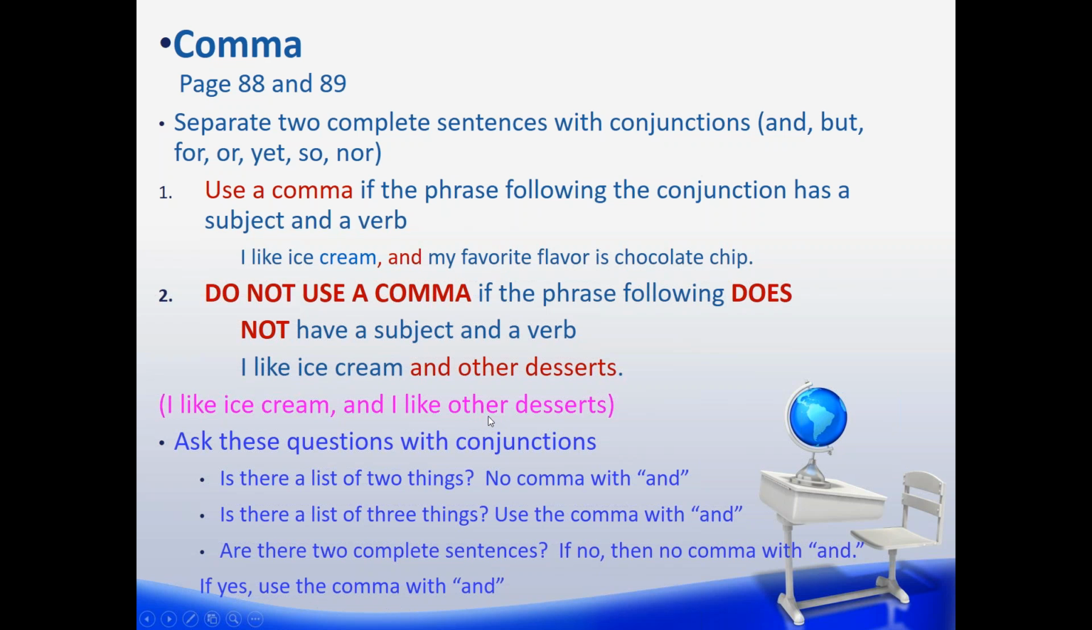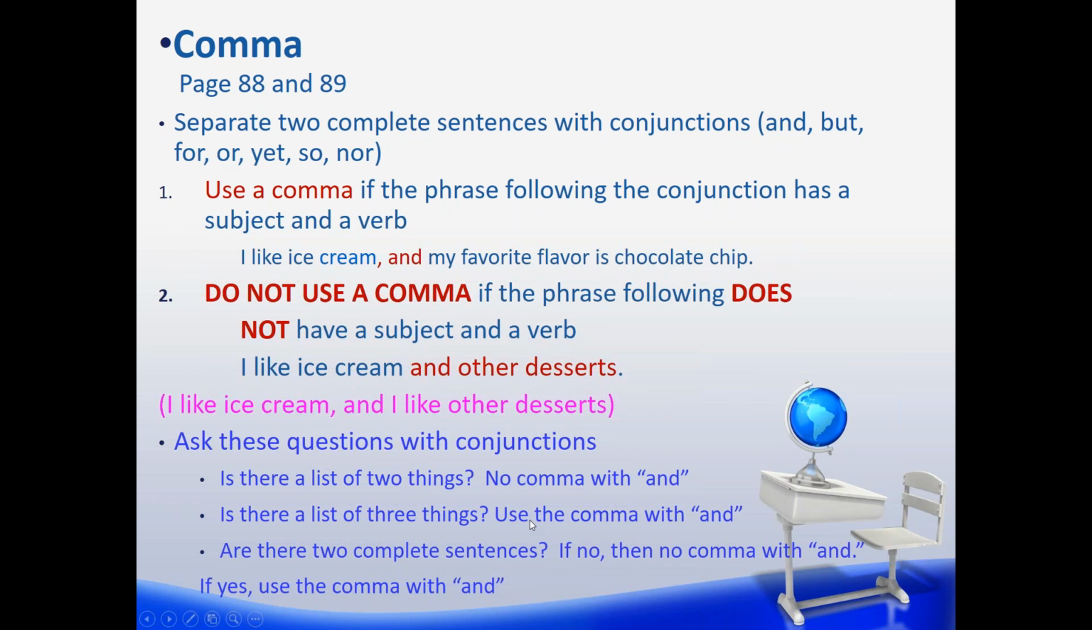So this is how I would construct it if I wanted to have 2 complete sentences, and this is how I would construct it without 2 complete sentences. "I like ice cream" is complete, but "other desserts" is not. So you have a decision tree when you have conjunctions and commas.